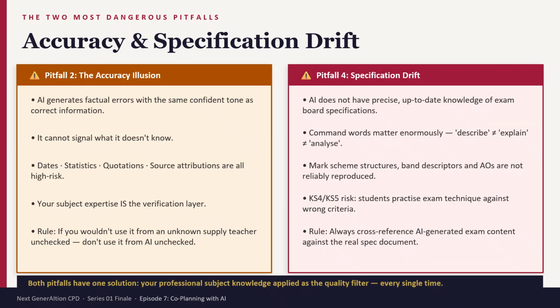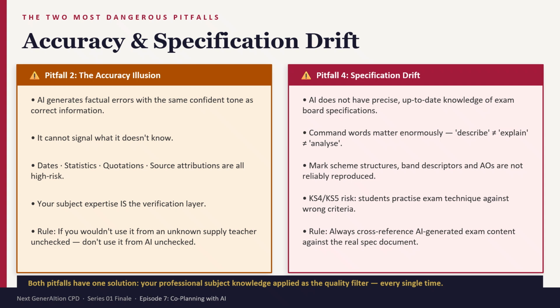Principle 2 is interrogate before you use. Every AI output deserves a professional challenge. Is it accurate? Is it right for my students? Does it align with my specification? Is it scaffolded and adapted or just shorter? Principle 3, use AI for the production and not the thinking. The intellectual work of planning, deciding what to teach, in what order, in what depth, with what emphasis, belongs to you. AI is most valuable when it executes against thinking you've already done.